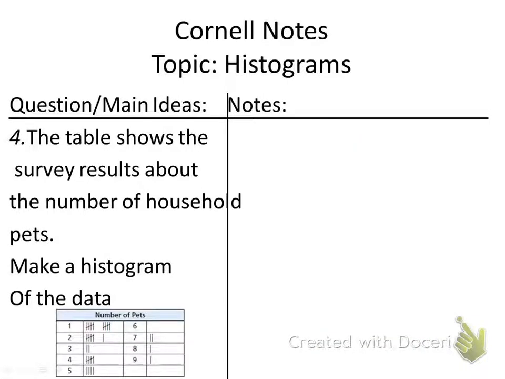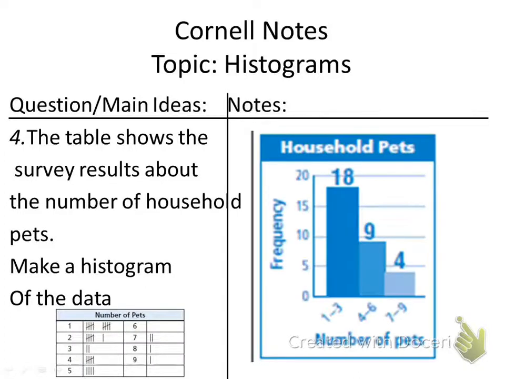Okay, number 4, I'd like you to pause the video and complete this on your own. Okay, check your work and see if you have the correct graph. You should have household pets as the title. You should have the frequency labeled here. That would be the number of people that had the number of households. If you wrote households here, that's also correct. The number of pets is at the bottom with our intervals of pets. And then we have our numbers, 18, 9, and 4.